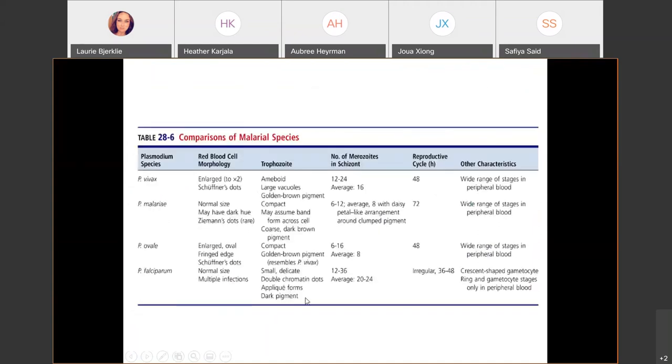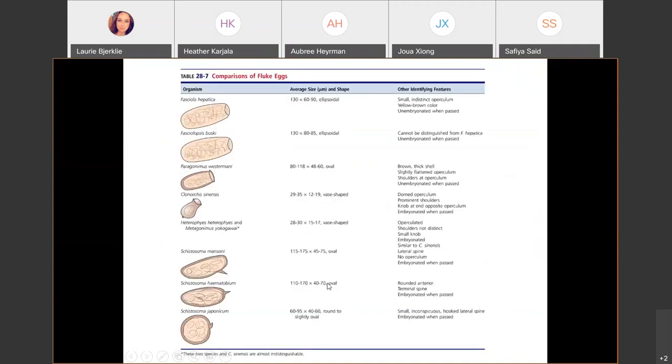Malaria species are there, all the different comparisons. That's, again, a crossover between micro and heme. Here are the flukes. So you have your Fasciola hepatica and Fasciolopsis buski. Again, they are identical eggs. It even says it over in here. Paragonimus, which is our sputum, lung fluke. Clonorchis, which is liver. You have Heterophyes and Metagonimus yokogawai.